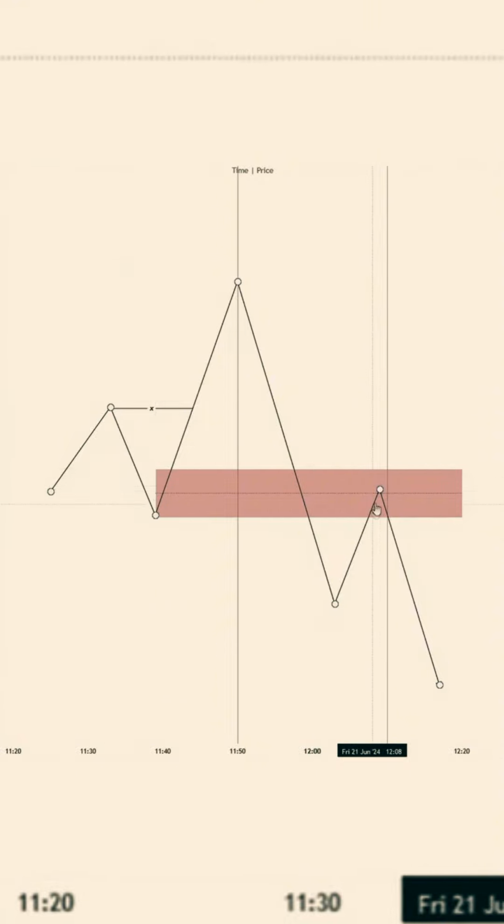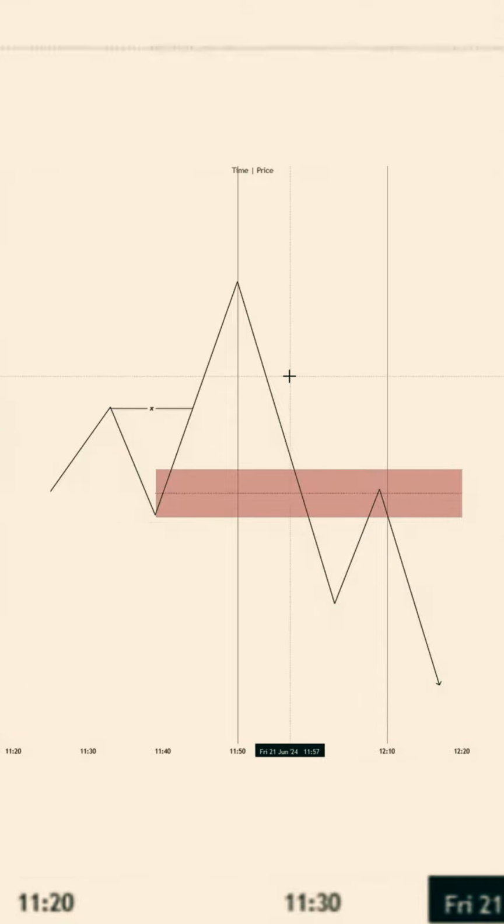The pullback into the breaker would be the entry, and then we take the short. Same setup would be vice versa for long.